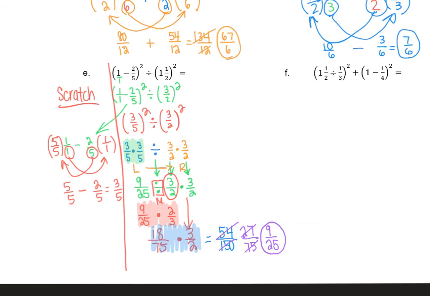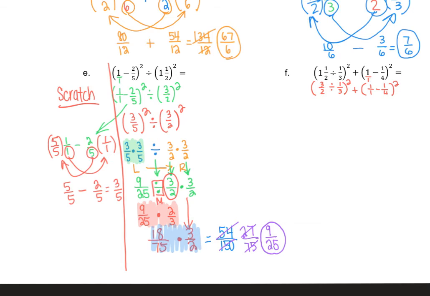All right. Let's do letter F. First step, make everything into a fraction. So we're going to put the 1 over a 1. Second step, make everything into an improper fraction. So we're going to have 3 over 2 divided by 1/3 squared plus 1 over 1 minus 1/4 squared.